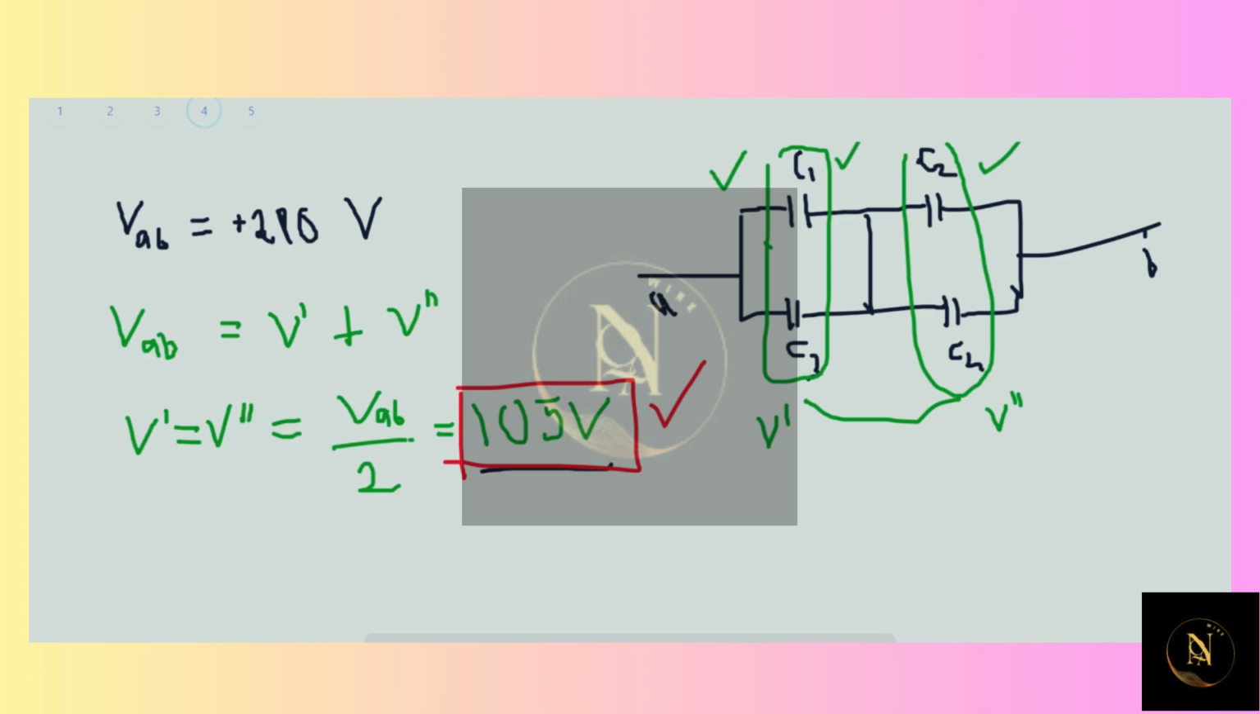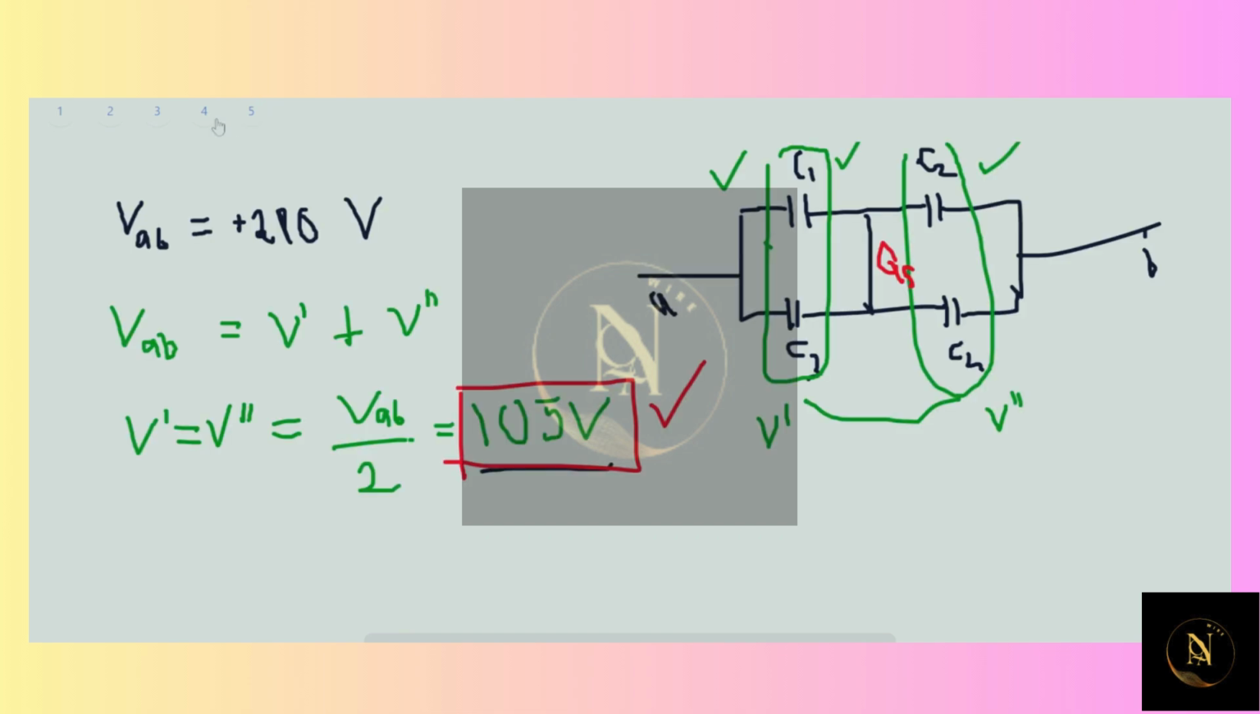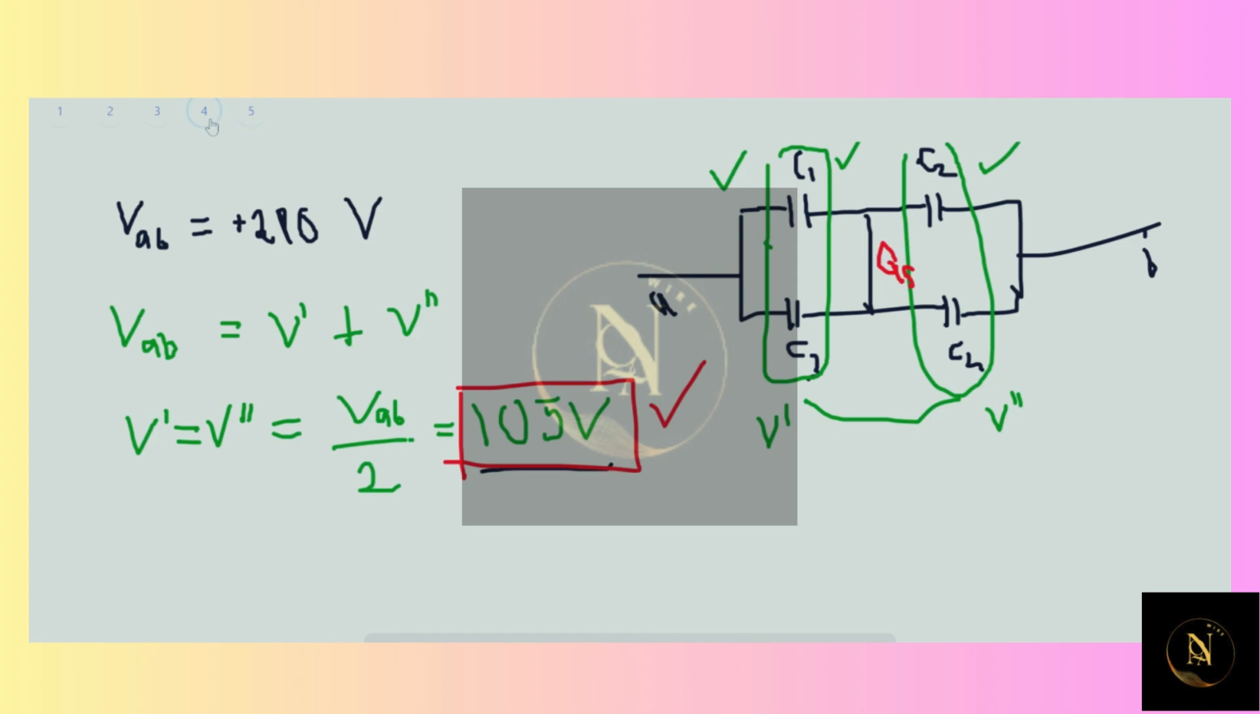And finally, in the third part of the problem, we are being asked how much charge flows through the switch when it was closed. So from this figure, we need to find the charge flowing through this part of the circuit, through the switch. The charge that flows through the switch is just the difference between the charge on the 3 microfarad and 6 microfarad capacitors.